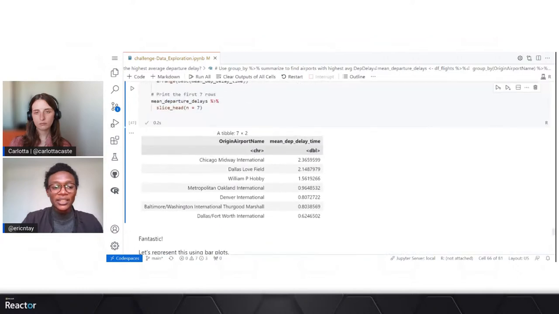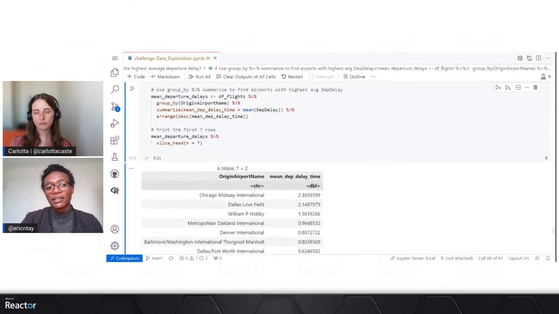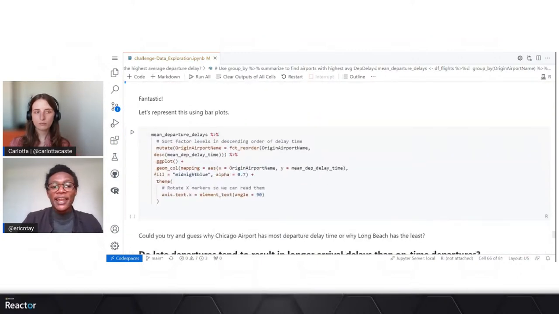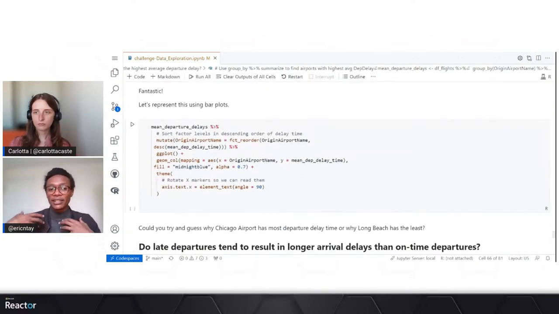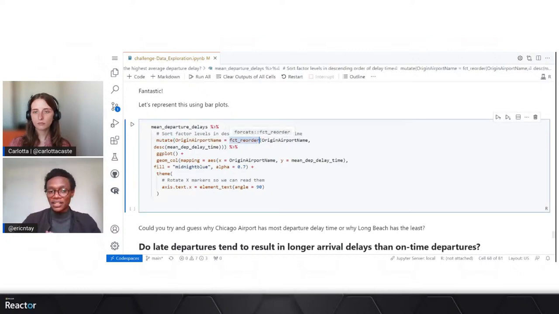So what do we do here? We take the data frame that we produced earlier, known as the mean departure delays. And then we again use the verb mutate to reorder the origin airport name according to a descending order of mean departure delay time. So using the verb factor reorder. So again, factor reorder reorders the individual column values in a particular order.